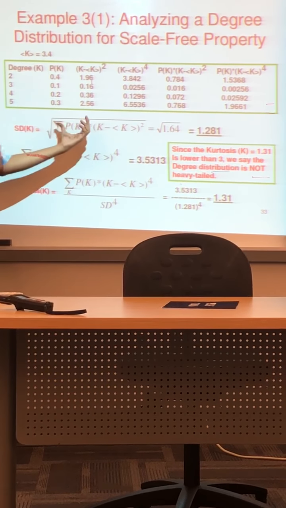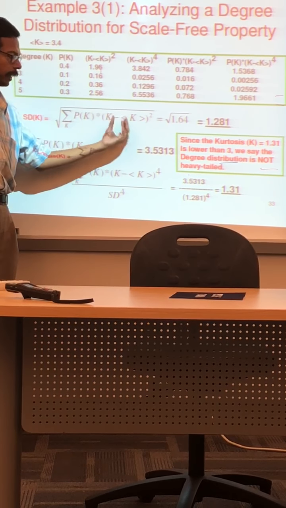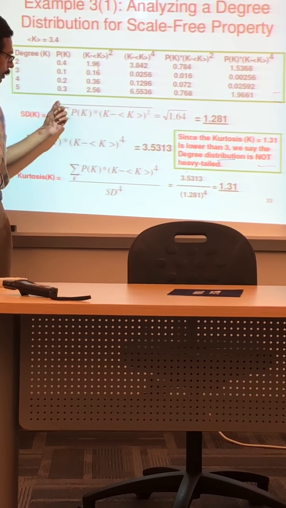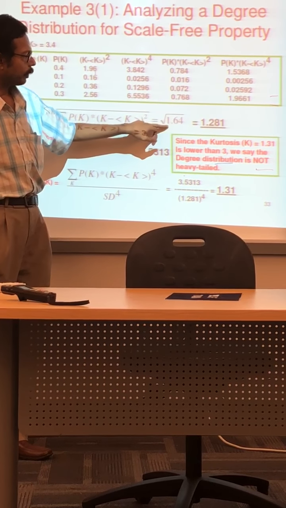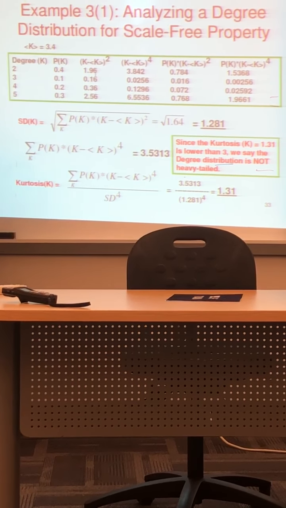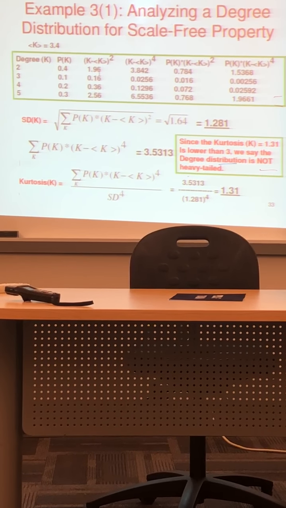According to the formula, you multiply p of k with k minus the average, squared, and sum all these values. That comes to 1.64. The square root of that is 1.281.